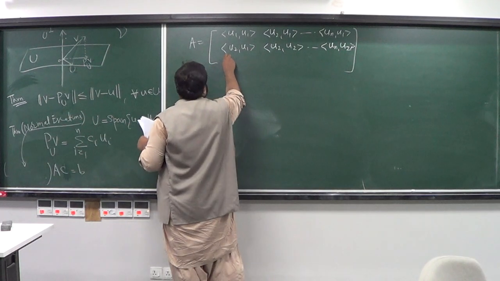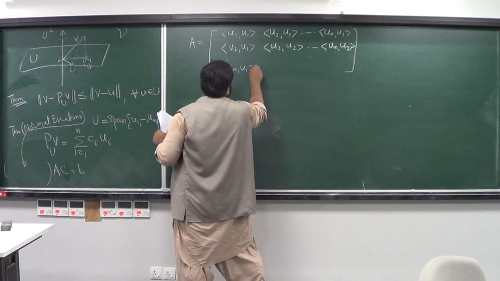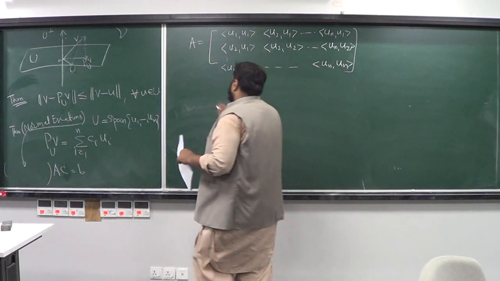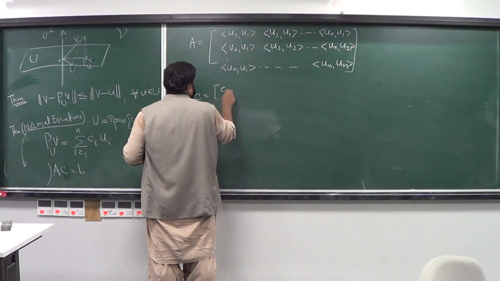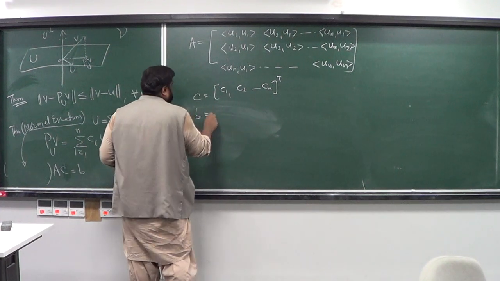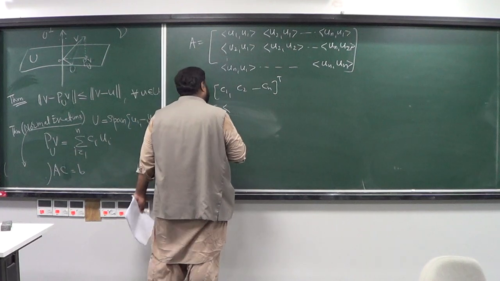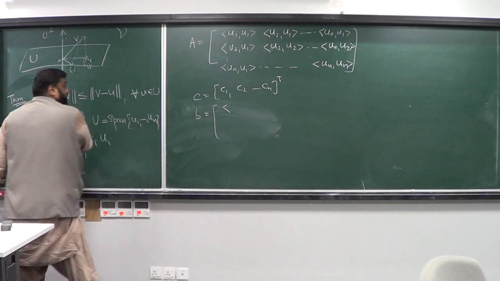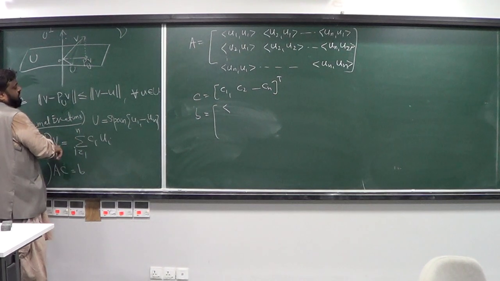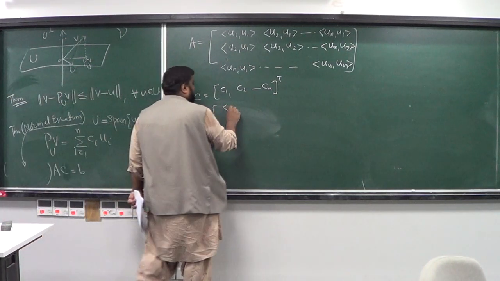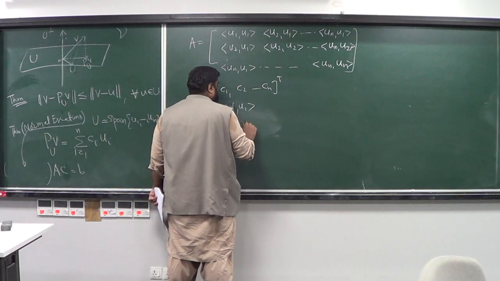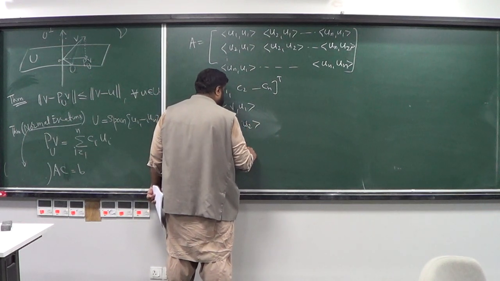Okay? And so on and so forth. The last row is going to be U1 up to UN. So this is the matrix A, where C is the vector C1, C2, up to CN transpose. So this is really the vector C, and the vector B is really the inner products of the vector that you want to project with the basis vectors U1 to UN. So VU1, VU2, and so on, and VUN actually.